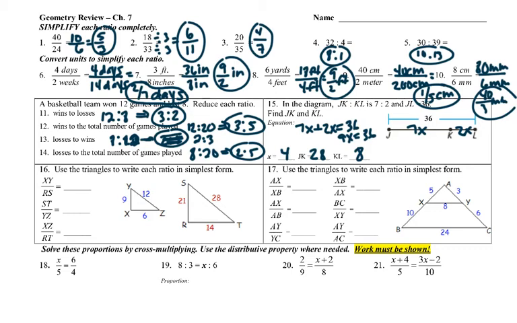Here we're just reading off the picture. XY is 9, RS is 21. You always want to write that in simplest form, 3 to 7. ST 28, YZ 12, and if we reduce that, that's going to be 7 to 3. And then XZ is 6 to 14, that's back to 3 to 7.